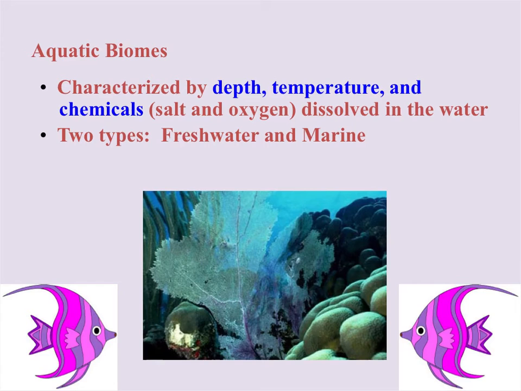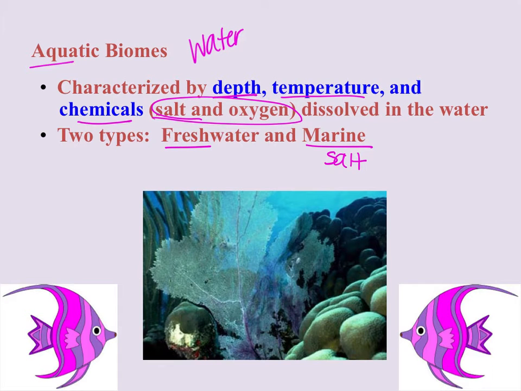So now that we've discussed the terrestrial biomes, we're going to talk about the aquatic biomes now. So of course aquatic, as I mentioned earlier, is your water biomes. And there are two types, either fresh or marine. Of course marine is going to be salt water. So they are characterized by how deep they are, their depth, their temperature, and the chemicals in them. So that would be the salt and oxygen dissolved in the water.